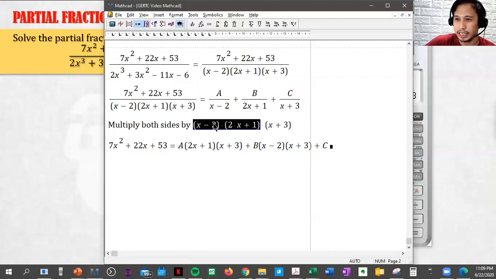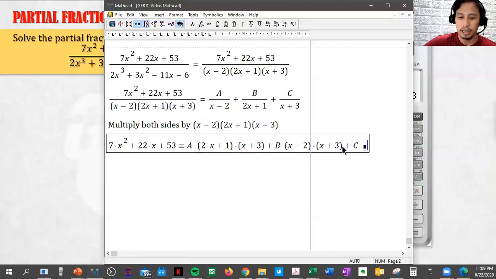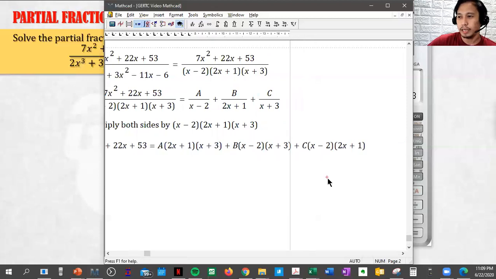And for C, yung makakancel naman dito is this x plus 3, right? So, that leaves us this denominator. So, that is x minus 2 times 2x plus 1. Yan. Okay.